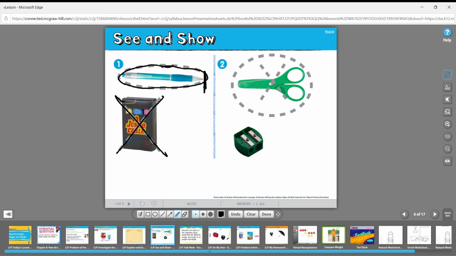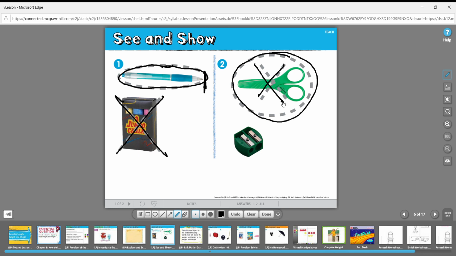Okay, so for number 2, we have some plastic scissors and we have a little teeny tiny pencil sharpener. Okay, so you're going to circle the object that is longer. Well, it looks like the scissors are definitely longer than the pencil sharpener. And then put an X on the object that is heavier. Now, this little pencil sharpener is very, very light and very, very small. So I would say that these scissors are going to weigh more and be heavier than the pencil sharpener.